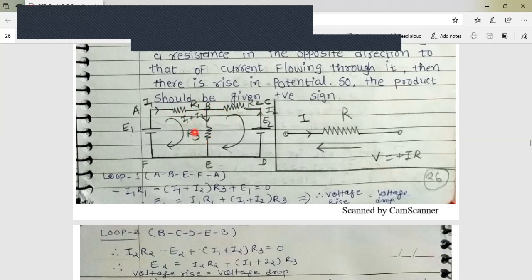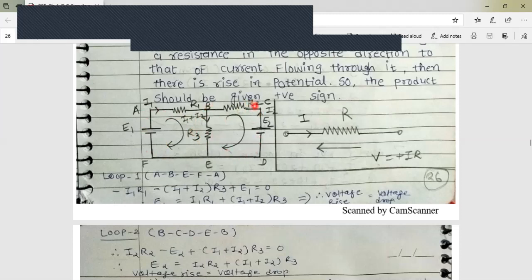See, in this circuit, there are two meshes, or we can say loops. We'll discuss that a loop or mesh is a closed path. See here, there are two meshes.